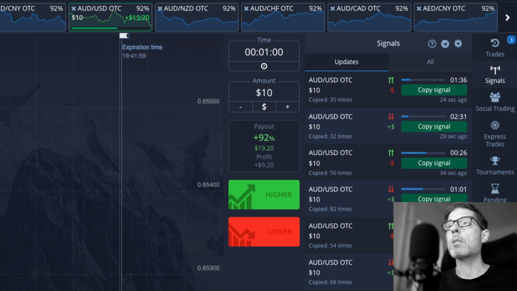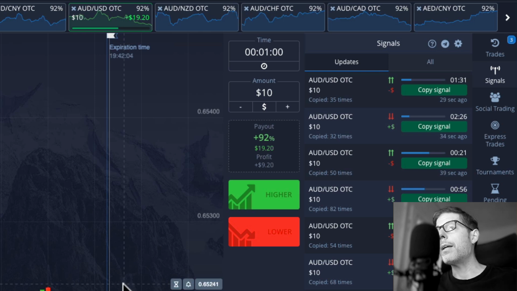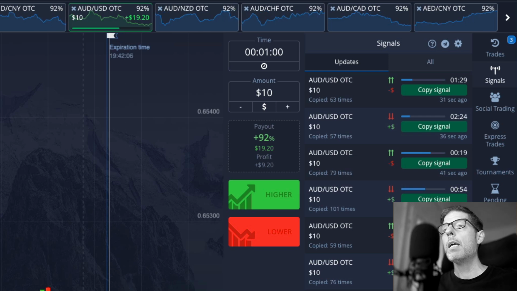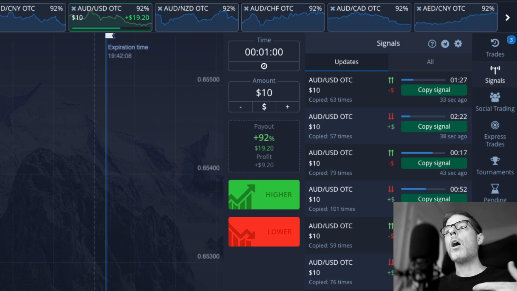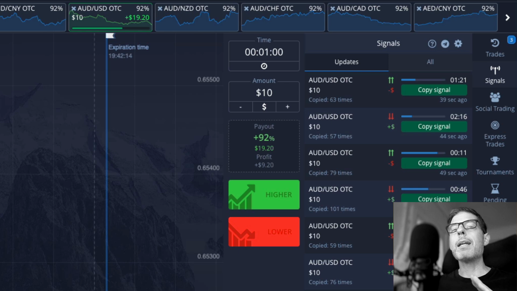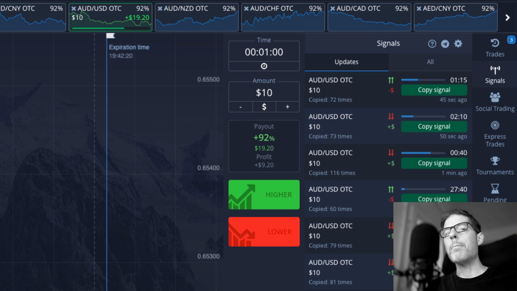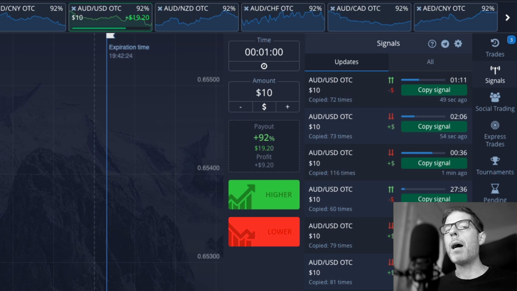You can see I already have a signal open right now just to test this out. It has about 1 minute and 27 seconds to go. But these are automatically generated. Okay, there's not a person behind the screen putting out these signals. These signals are automatic and they're created based on all of the indicators inside of Pocket Option.